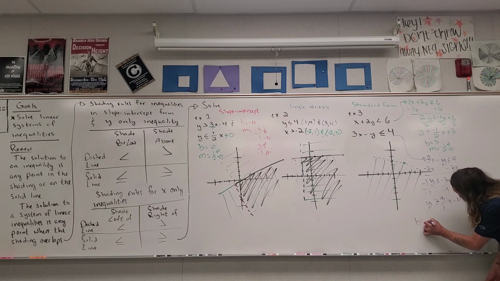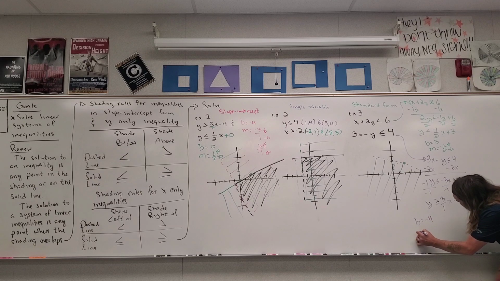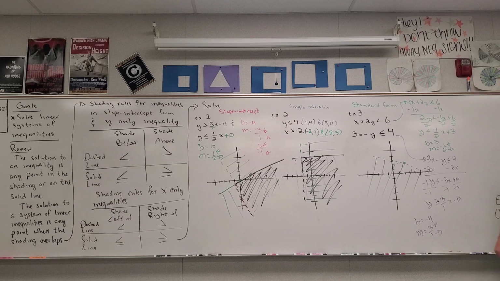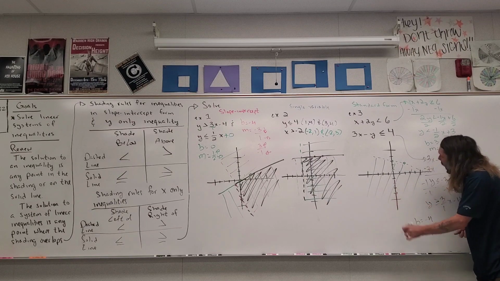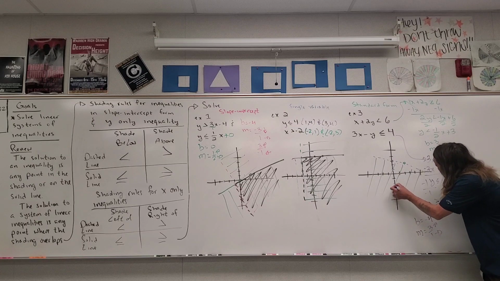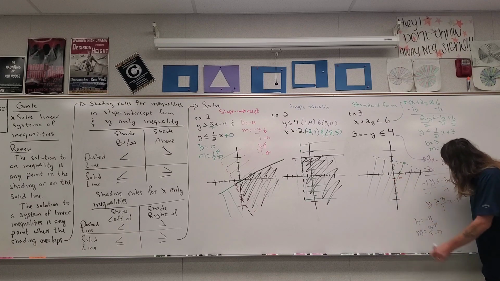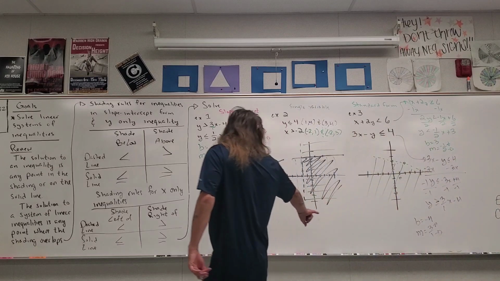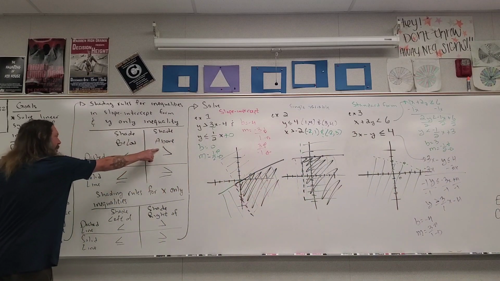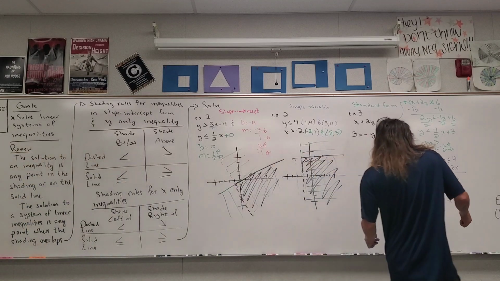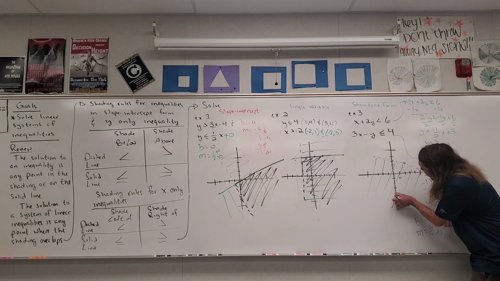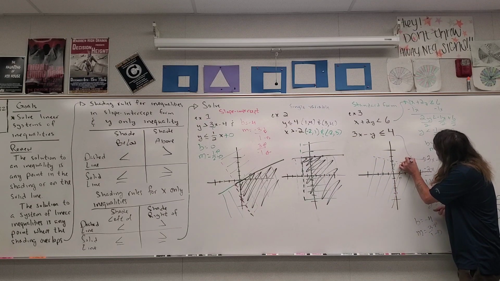Here our b is a negative 4. Our m, this is super squeaky, is 3 over 1. So I'm going to rise 3, run 1. All right, I begin at negative 4. 1, 2, 3, 4. I'm going to rise 3. 1, 2, 3, run 1. Let's see what this says about our line. I have this symbol, so I'm going to shade above, and my line is solid. So shade above.